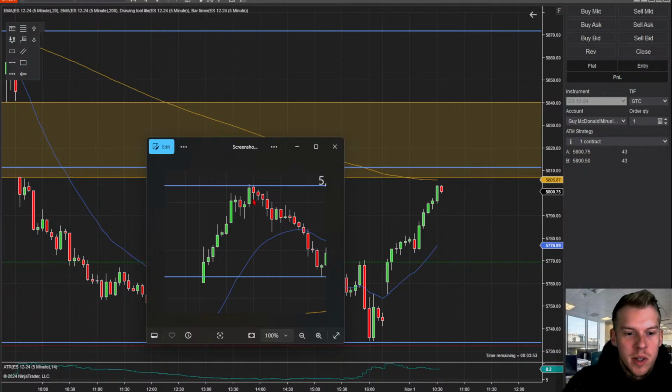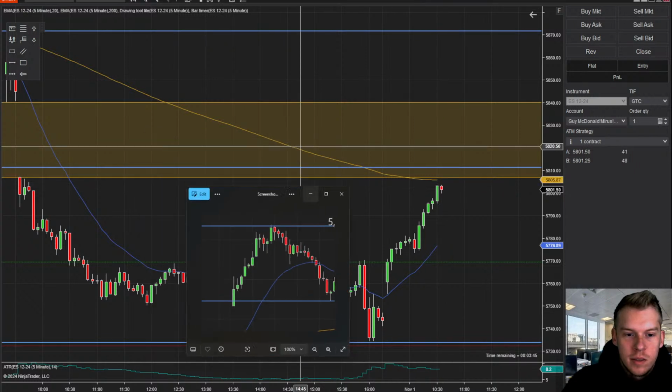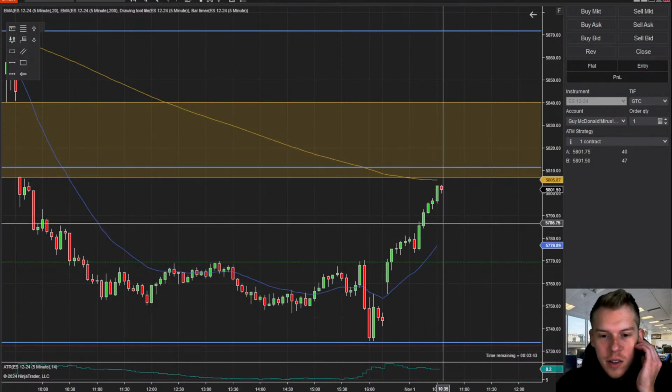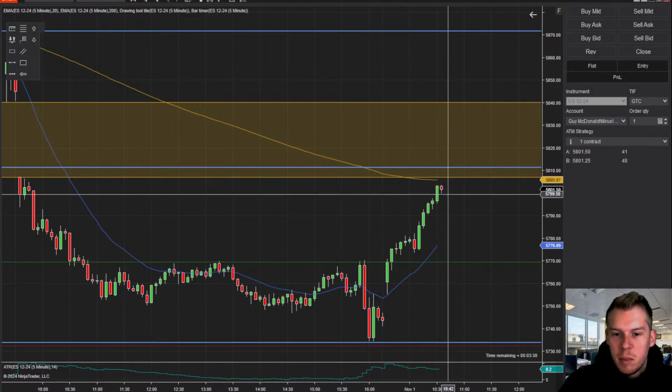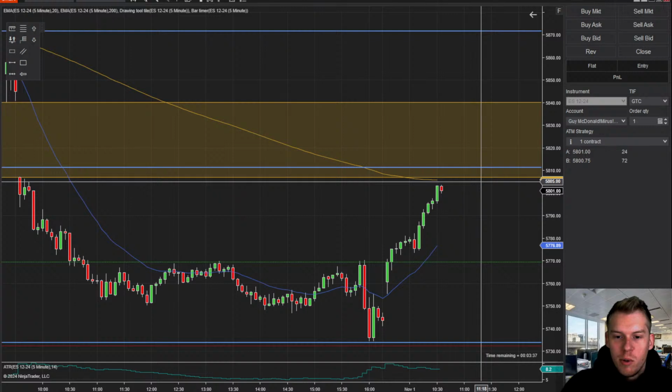Our wedge example doesn't look so similar now that we've had this stronger move up here. But I think if we're patient here, I think that wedge will. My premise is that the wedge is still going to form.